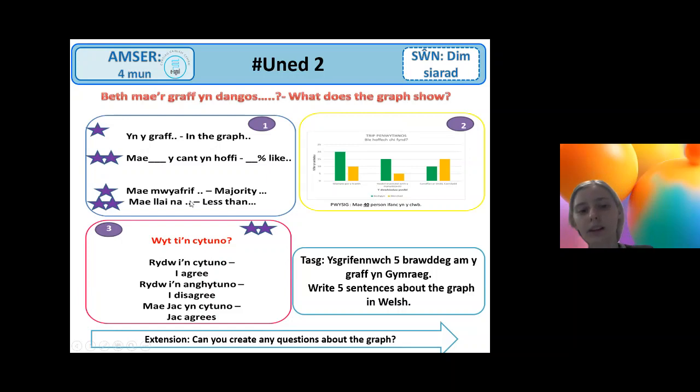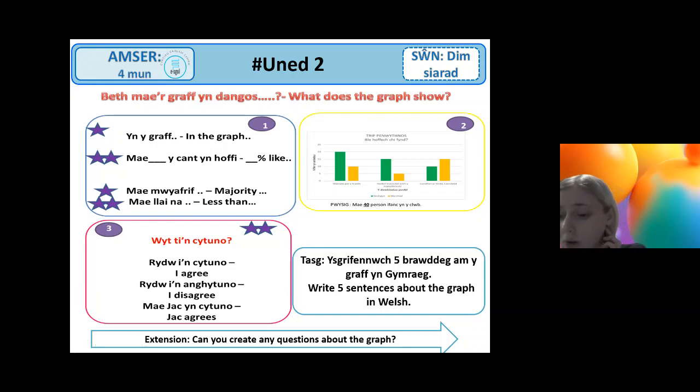If you want to sit on the fence and want to give a more general answer referring to the graph, you would say mae'r cyfartaledd, and you could say yn hoffi and pick out from the text. And mae llai, less than, and give a number of people who don't like something from the text. So as long as you refer to the graph, you will get a mark.